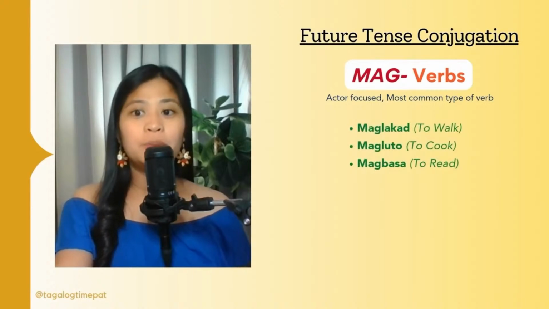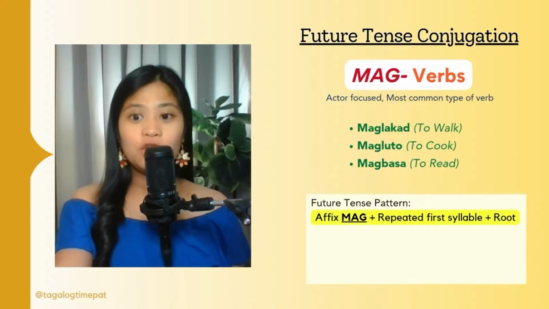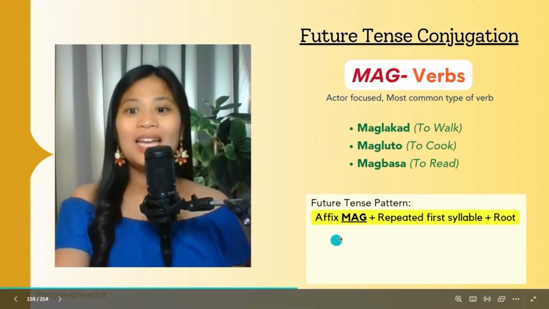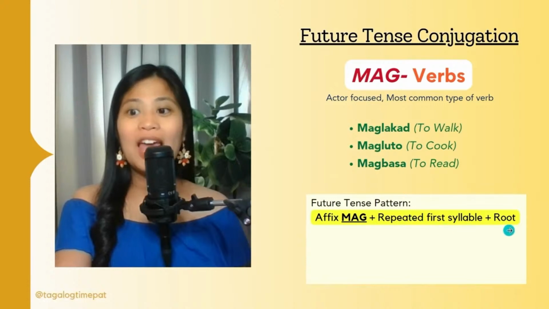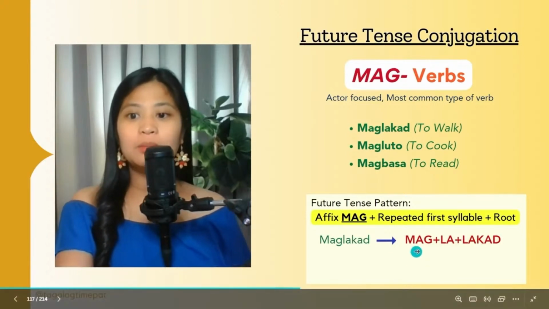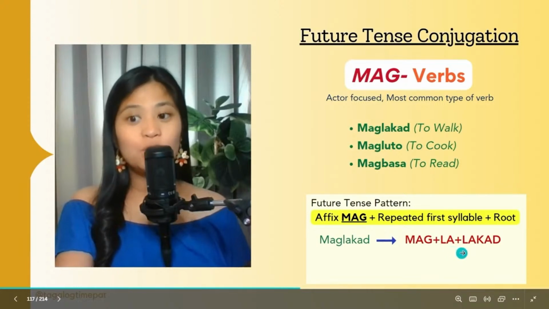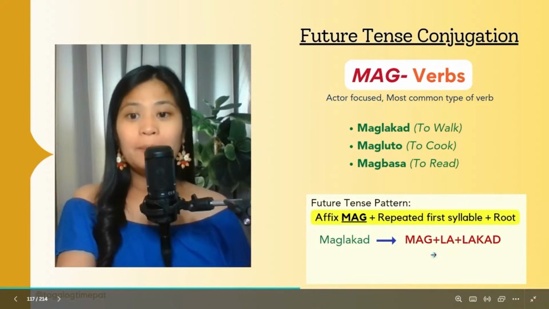Again, our mag verbs are maglakad to walk, magluto to cook, magbasa to read. Now in the future tense, this is the pattern. Now it's the affix mag, then there's a repeated first syllable, and then the root. So in the future tense, if you wanted to say will walk, maglakad becomes maglalakad. So it's the affix mag, then there's a repeated first syllable, and then it's the root, lakad. So maglalakad ako, I will walk. Maglalakad.